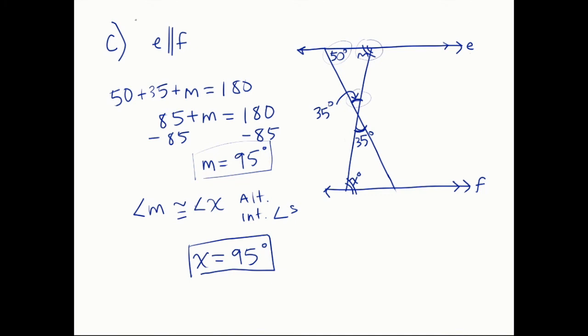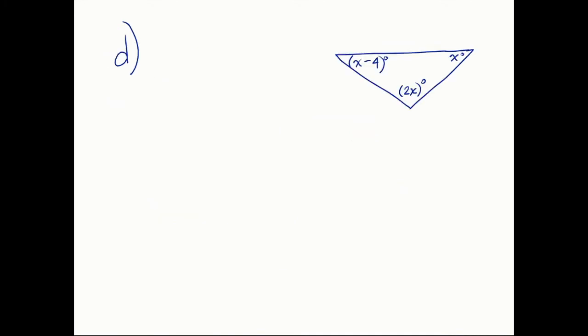All right, moving on to question D. Question D. We have a triangle. I don't have any angle measures except I have a bunch of x's in here, so I have to figure out what's going on. So I know that all of these added together will give me 180, so let's go ahead and just write them down.